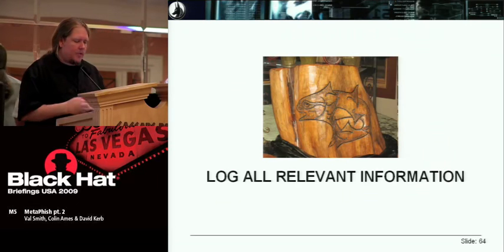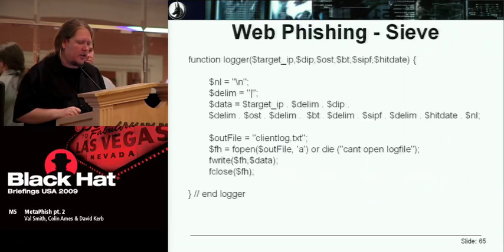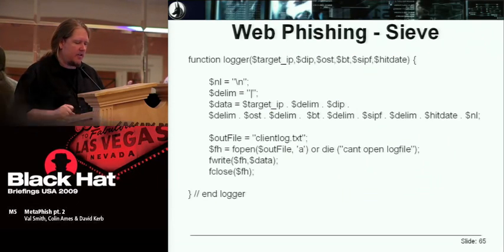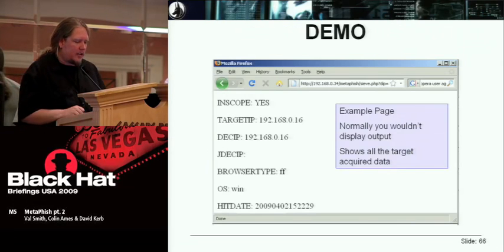So then for our purposes, we want to log all this information so that we can keep track of what each of the targets is. So we just have a simple logger function that grabs things like the OS, the browser type, any other information we can get, their internal IP, whether or not they're in scope, so we can keep track of what happened to put into our report or whatever. This is sort of an example page. Normally you wouldn't display this to the user, but it shows all that information I just talked about there and a string that keeps track of the date timestamp.